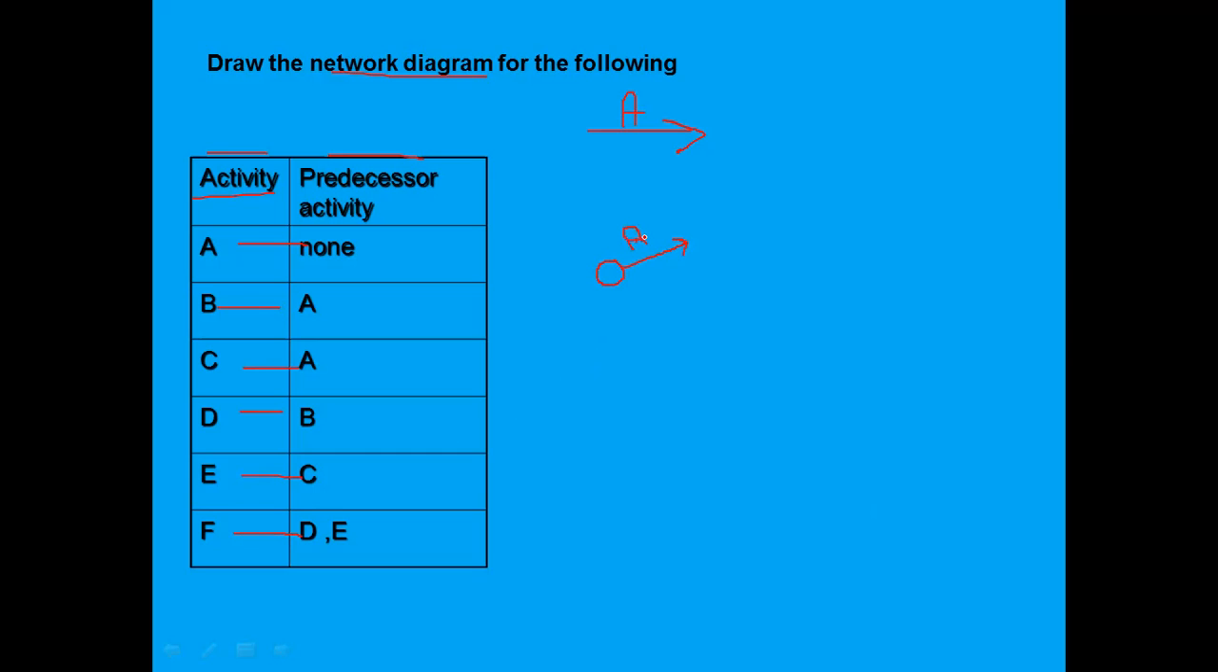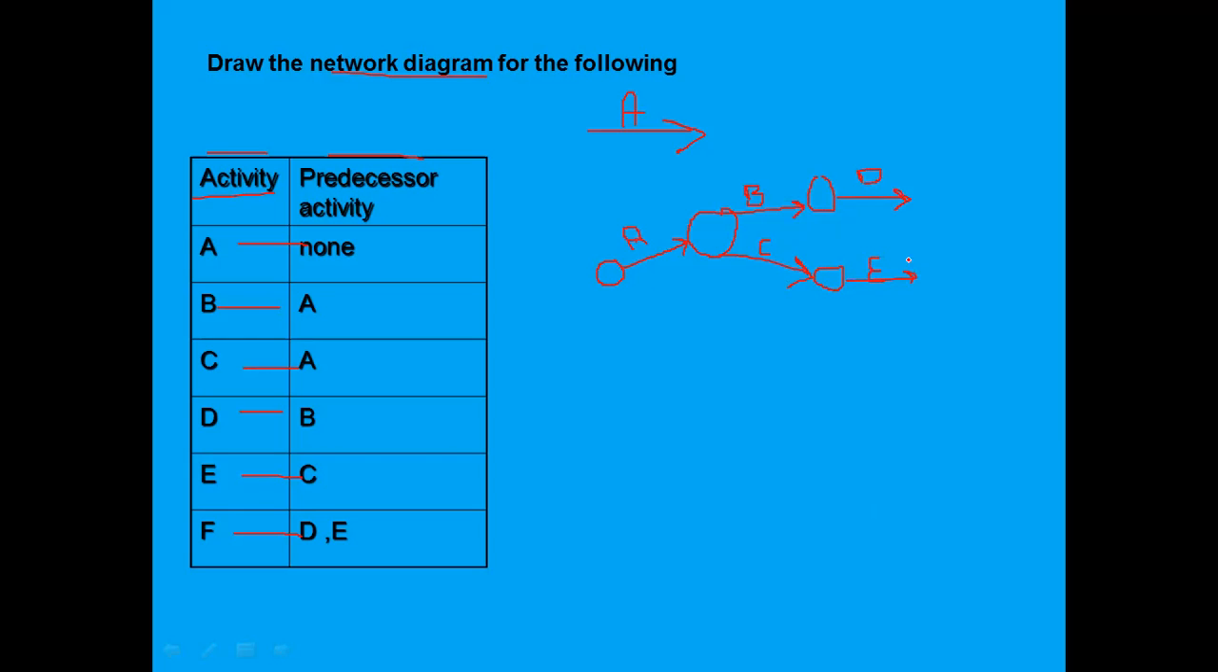Next, B has A. Now this is B. B has A. C also has A. For C also you are having A. D has B. E has C.